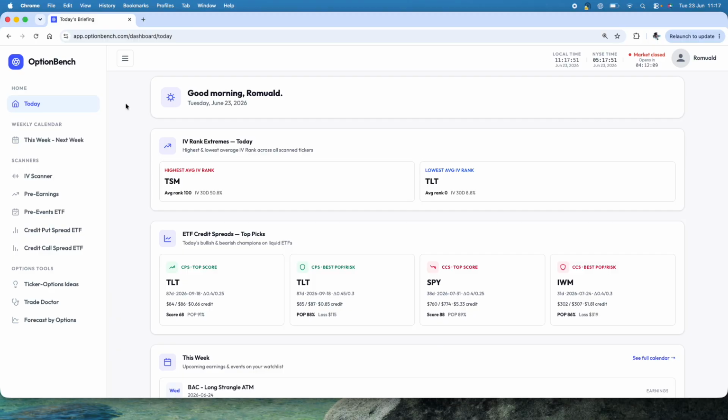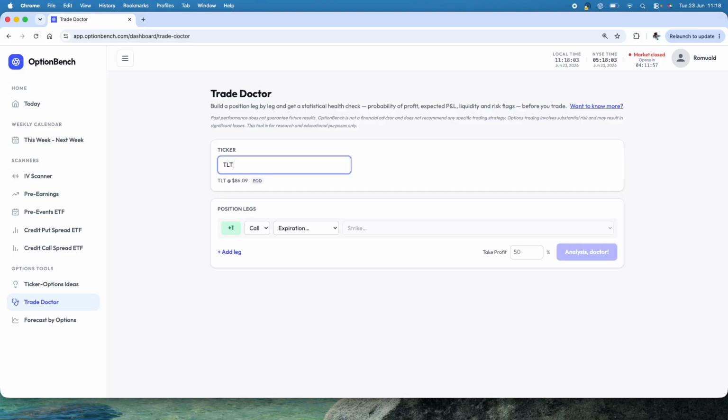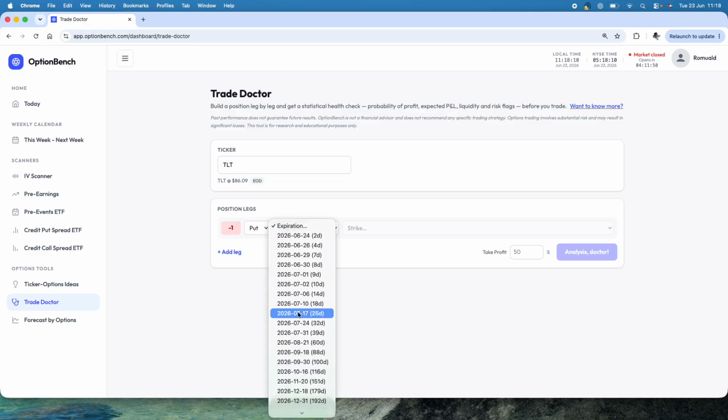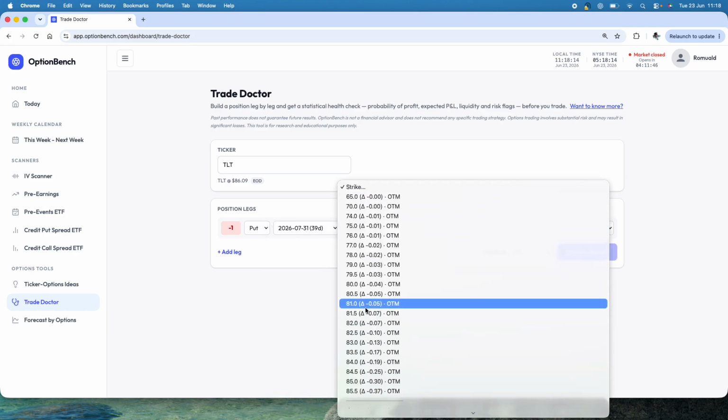So, now let's build the trade. We are on the main page of OptionBench. We go to the Trade Doctor option tool. We select a ticker, TLT, and then I will build my credit put spread. So I sell a put, expiration date 39 days, and a strike of $85.